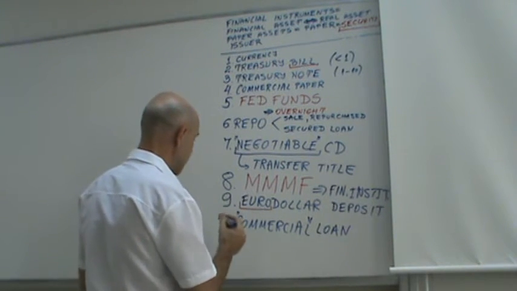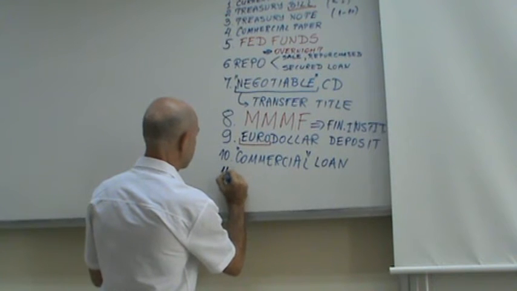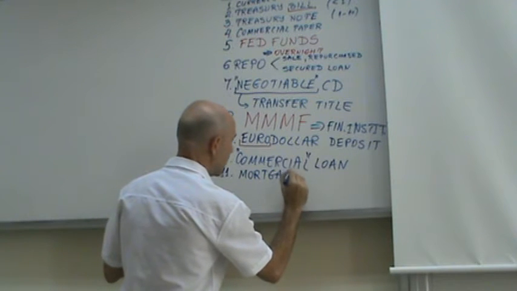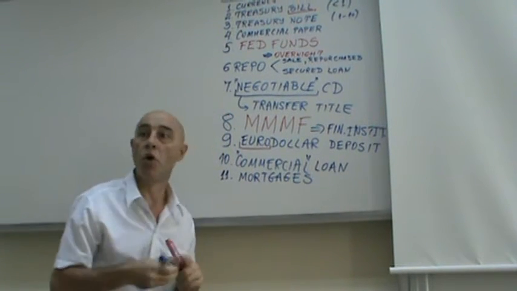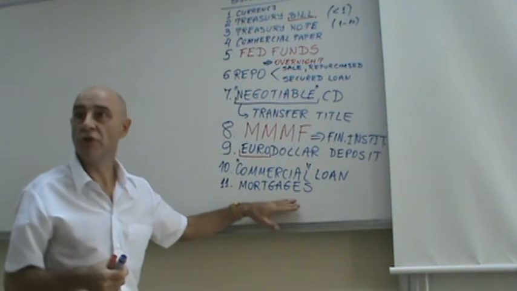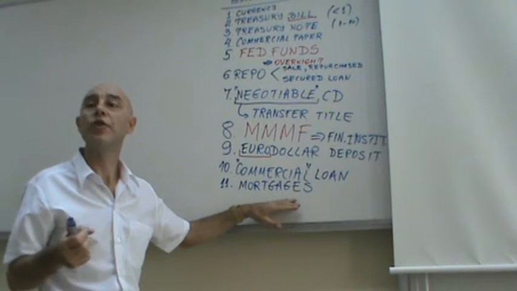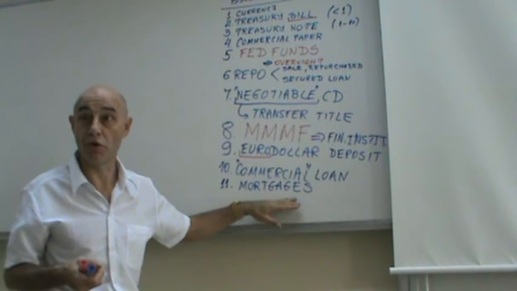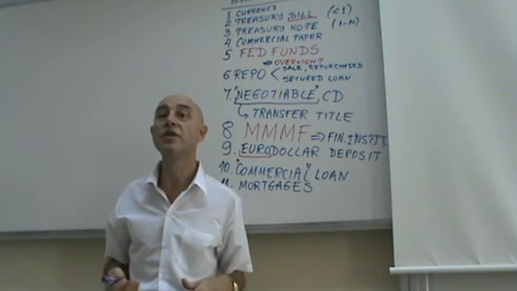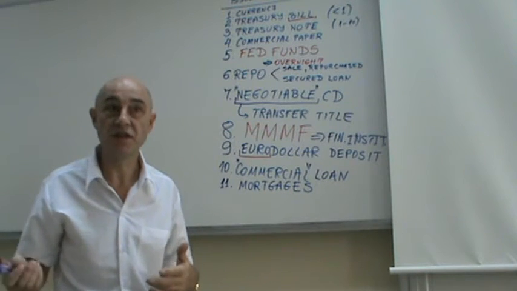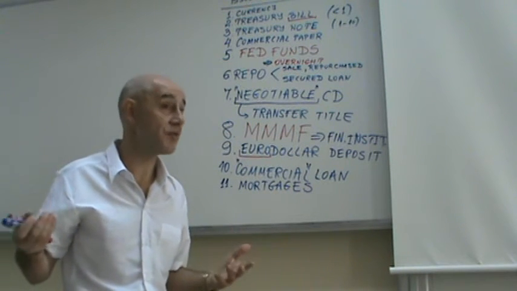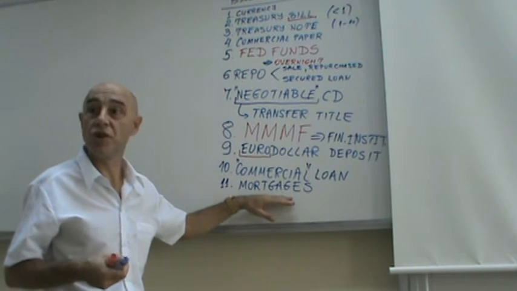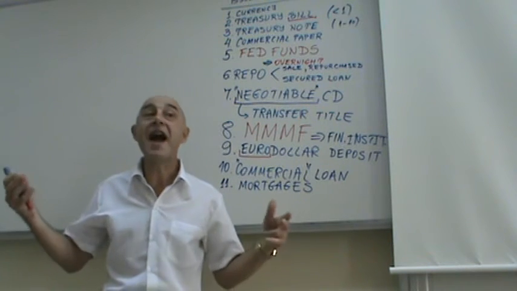Mortgages. Remember, mortgage is a loan secured by real estate. Now, it may be commercial mortgage. Commercial mortgage will be a loan made to a business for business purposes, meaning for profit purposes, and secured with real estate. Commercial mortgage may be secured by a factory, okay?